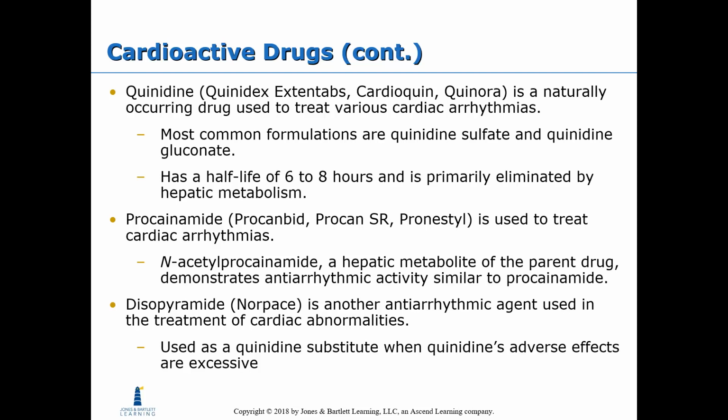N-acetylprocainamide, a hepatic metabolite of the parent drug, demonstrates antiarrhythmic activity similar to procainamide. Disopyramide is another antiarrhythmic agent used in the treatment of cardiac abnormalities. It's used as a quinidine substitute when quinidine's adverse effects are excessive.